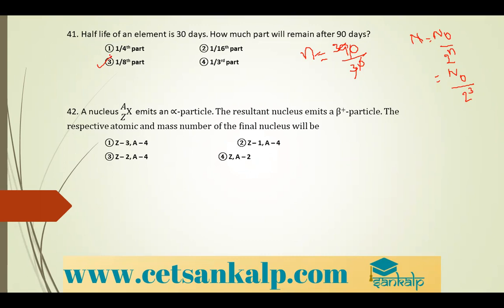Next, a nucleus emits an alpha particle. The resultant nucleus emits a beta plus particle. The respective atomic and mass number of the final nucleus will be. It is Z is equal to 3, A is equal to 4. Z is equal to 3, A is equal to 4. Direct.